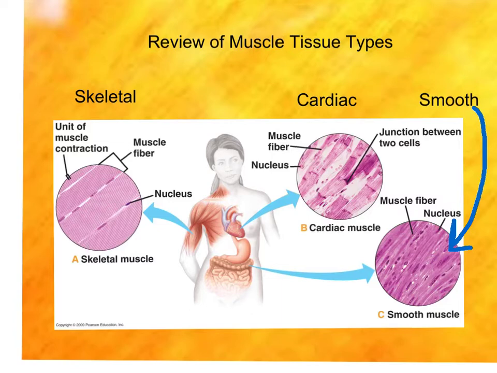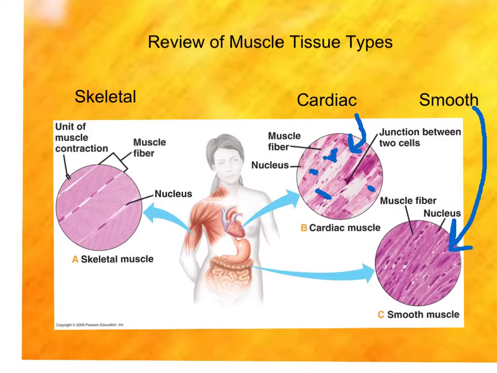The second one is cardiac, and cardiac looks like this under the microscope. You'll notice it has striations, and then it has these really thick lines where you have fibers connecting, and those are called intercalated discs, and that's one of the key features that you will find in cardiac muscle.